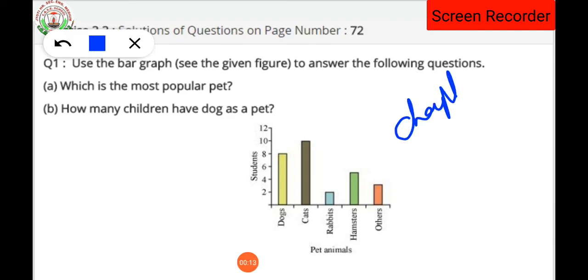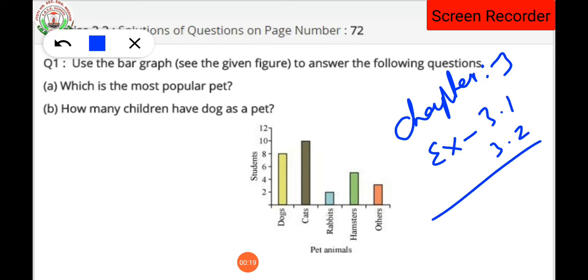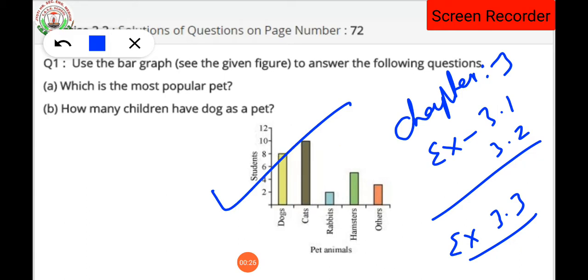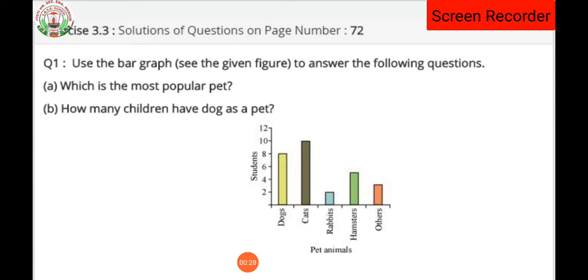Number 3. Exercise 3.1 and exercise 3.2 were completed. Now in this video we are going to see exercise 3.3, which is based on the graph. Here you have to draw the graph according to the question, and in your maths copy also you have to stick the graph paper. First you have to draw the graph on graph paper, and then stick it in your maths copy, as you did last year.